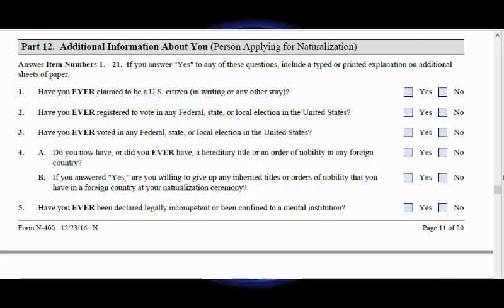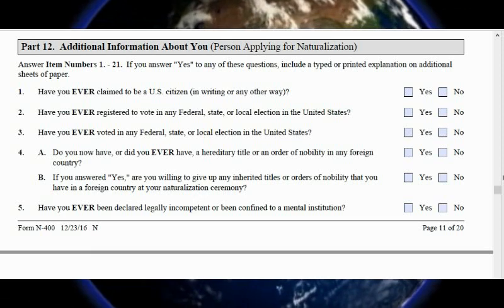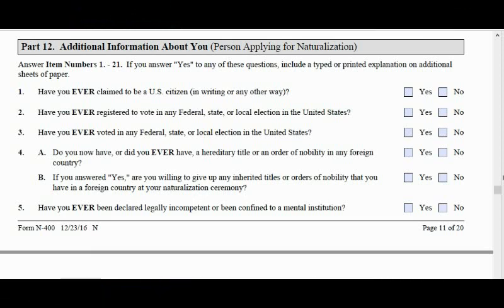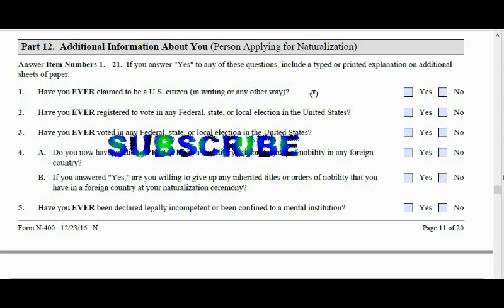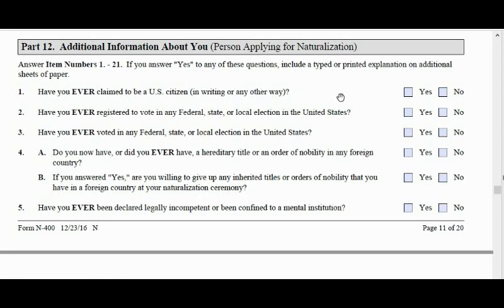If you are the person who is applying to become a US citizen, then this part of the application is for you. As you can see over here, it's a series of questions you're going to answer. Number one is: have you ever claimed to be a US citizen in writing or any other way? That means if you ever told somebody or wrote to somebody that you are a US citizen, basically lying that you are a US citizen when you are not, that's what the question is about. If you did something like that before, you check yes. If not, then you check no.